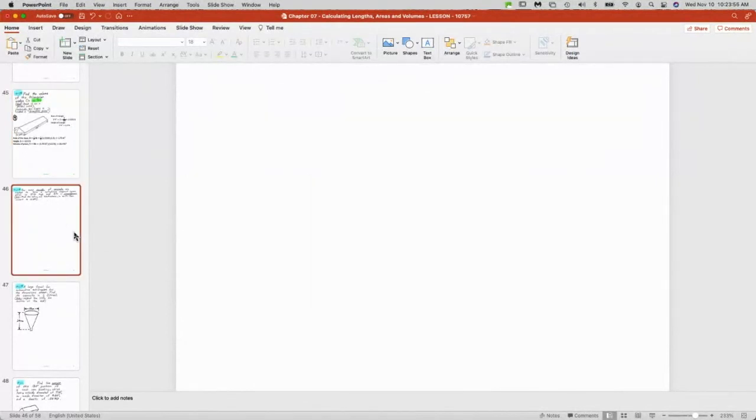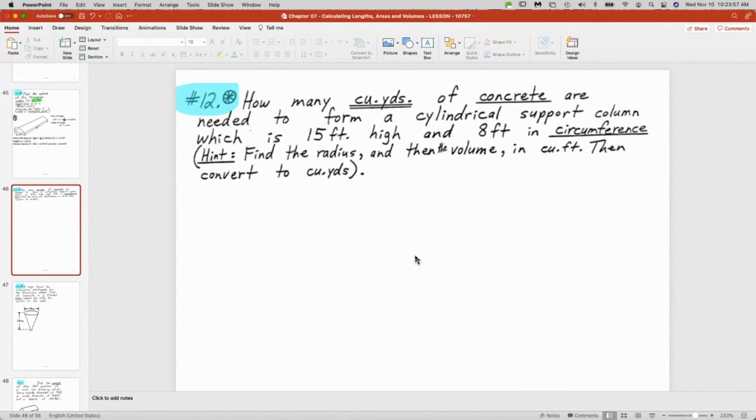Okay, we're going to move on now. We're going to jump to question 12. Here we have a cylindrical support column. Yummy. Okay, so we have a column and we have to find out cubic yards. So let's do that here, okay?